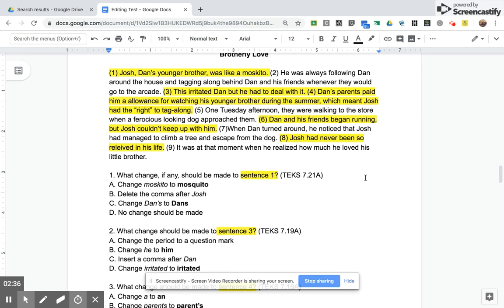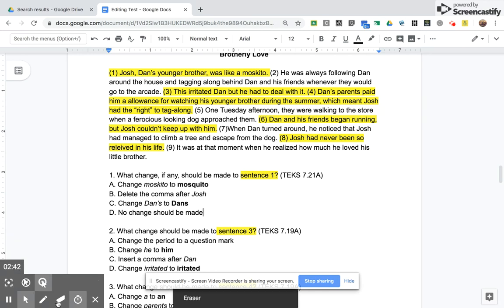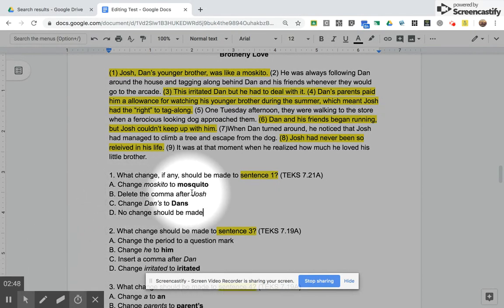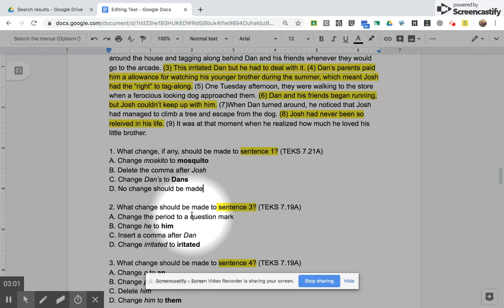Number one, what change, if any, should be made to sentence one? Change mosquito to mosquito's. Delete the comma after Josh. Change Dan's to Dans. Or no change should be made. Number two, what change should be made to sentence three? Change the period to a question mark. Change he to him. Insert a comma after Dan. Or change irritated to irritating.